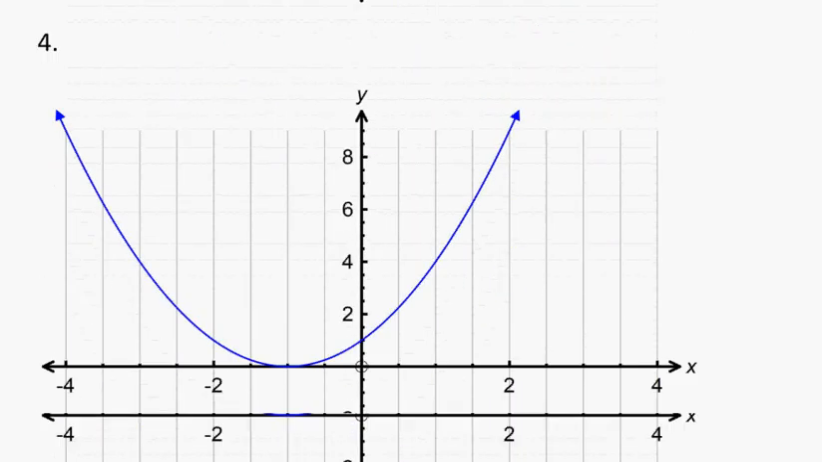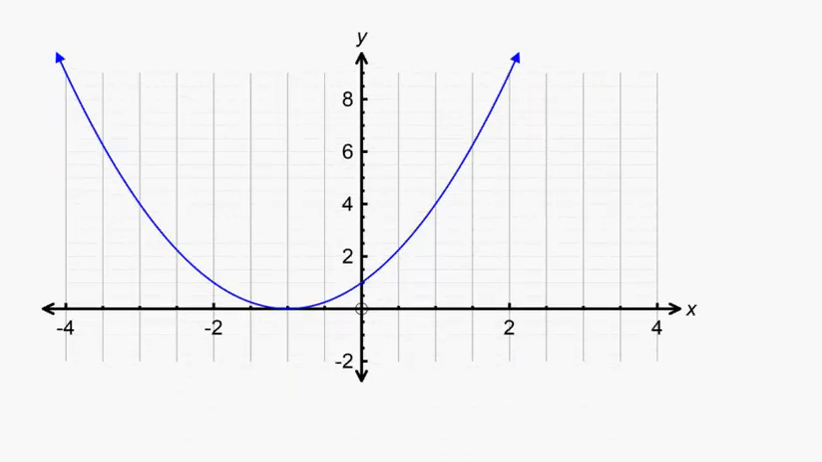And the last one has moved to the left, the vertex has moved to the left 1, it's at -1. So I can write that as y equals bracket, because that's our left-right movement, x, and it's the opposite to what you think it's going to be. You put a plus in there if it's moved to the left. y equals (x plus 1) all squared.